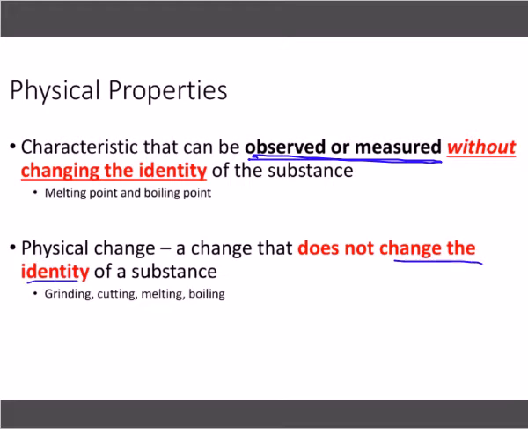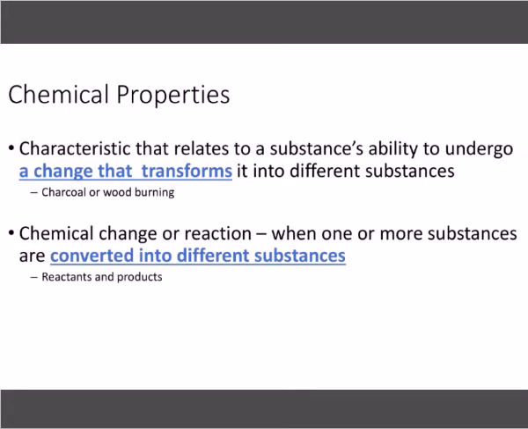So something like grinding or cutting or melting or boiling. Okay. What we're going to have to be able to do, guys, is classify matter, types of changes. Okay. Chemical property is the ability of a substance to undergo or transform from one thing to another. So like charcoal or wood burning is an example. So something like flammability or combustibility or reactivity level, that is a chemical property. And then the change is where you get a brand new substance. Okay, it's in a different one. So you have reactants and products. You can't get it back to its original state. That's kind of the way I think about it.